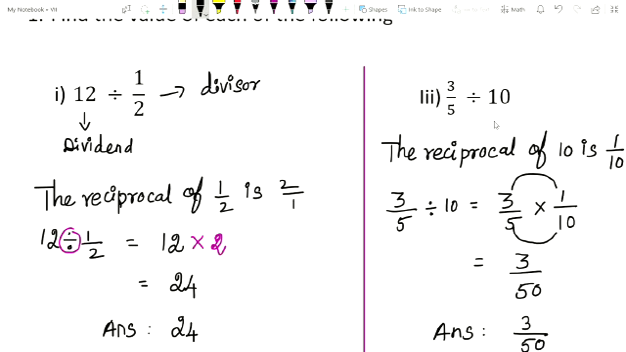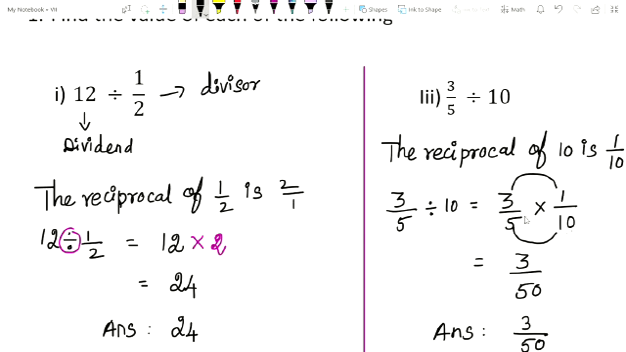I repeat this. 3 by 5 divide 10. Okay. So, the reciprocal of 10 is 1 by 10. So, 3 by 5 divide 10 equal to 3 by 5. We are going to change this symbol into multiplication. If you change this symbol, you have to take the reciprocal of the divisor, or the reciprocal of the second term. Okay. So, 1 by 10. Okay.